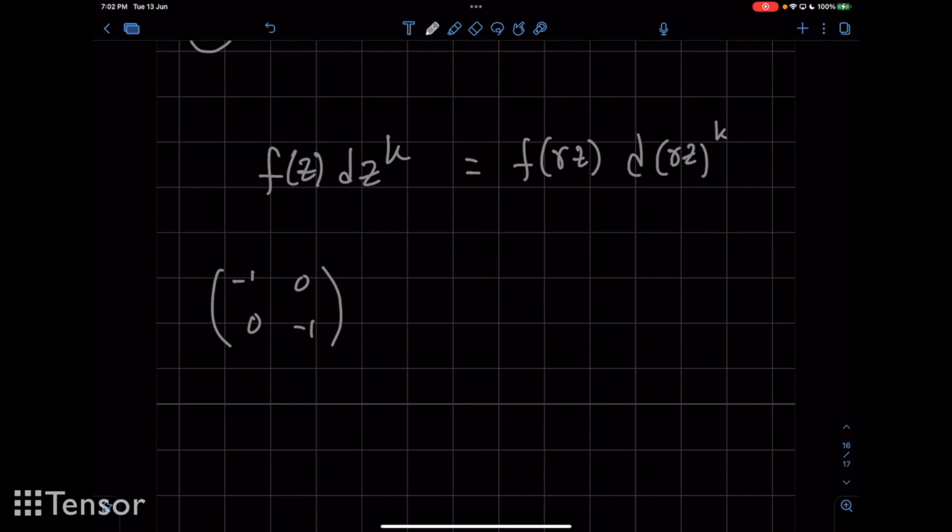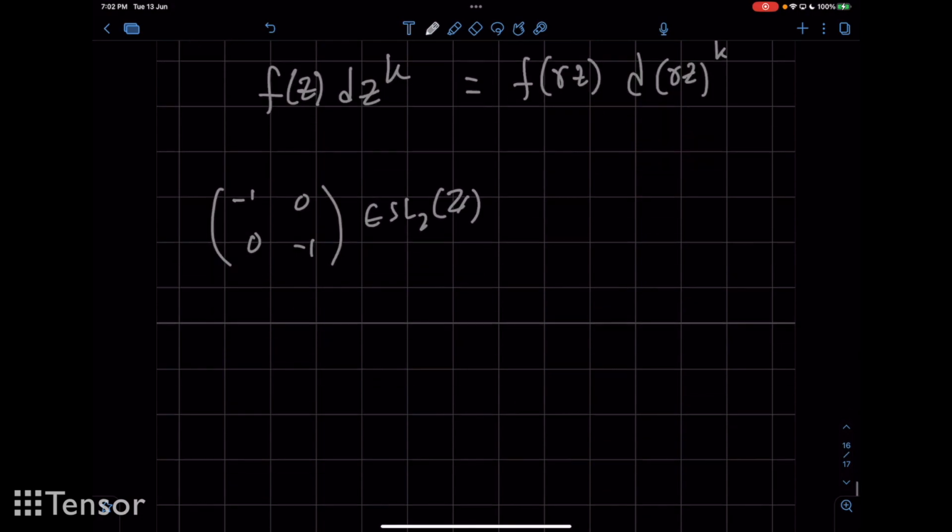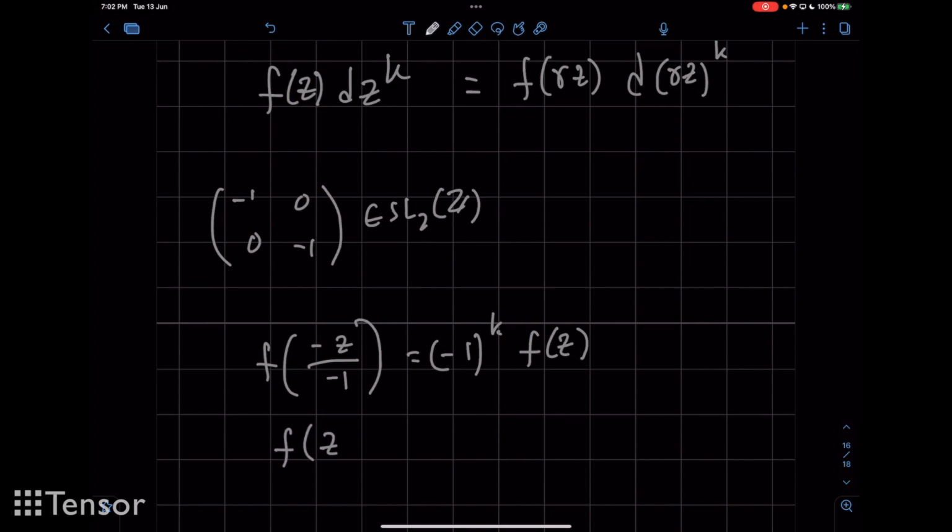Now this example. If I take this matrix from SL2(Z), then what is f of (az+b)/(cz+d)? It is simply f of negative z, right? And cz+d is negative 1. And that is equal to (cz+d)^k f(z). So that means all modular forms have this condition that f(-z) equals (-1)^k f(z). So if f is a modular form, f must satisfy this functional equation.